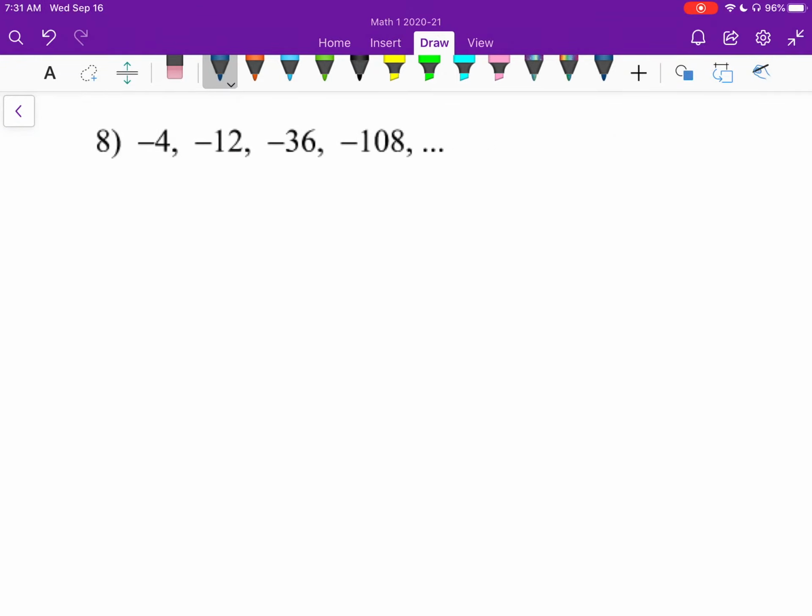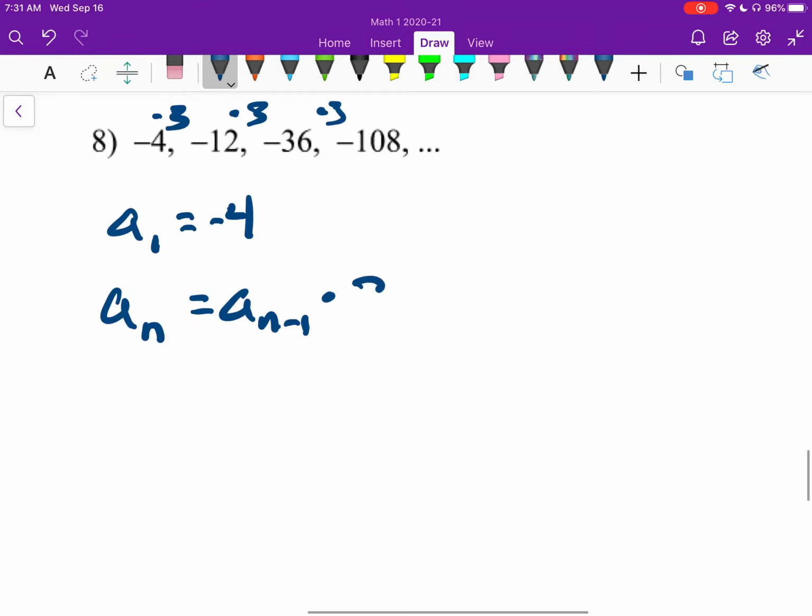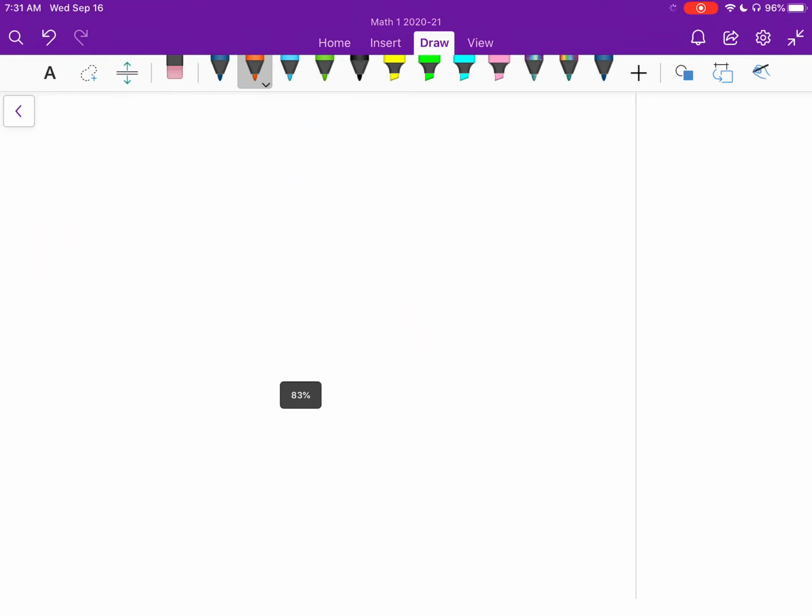All right, number 8. From 4 to 12, I multiply by 3. 12 to 36, 3. And 36 to 108 is 3. So each of these we're multiplying by a positive 3. It's a positive 3 because they stay negative, right? Each of these terms is negative. So a sub 1 is negative 4. A sub n is a sub n minus 1 times, what's our rate? 3. All right, that's that.